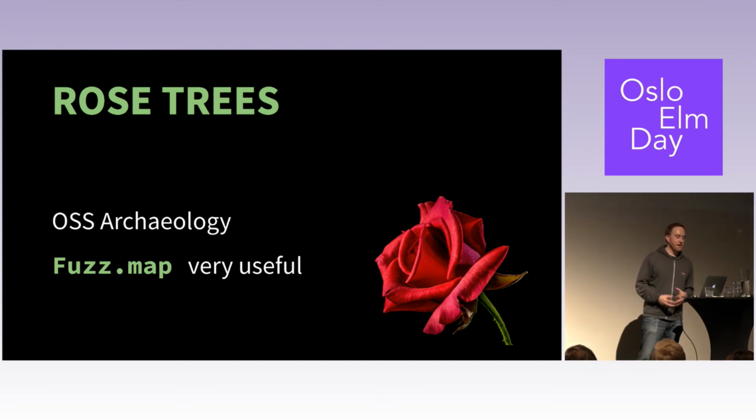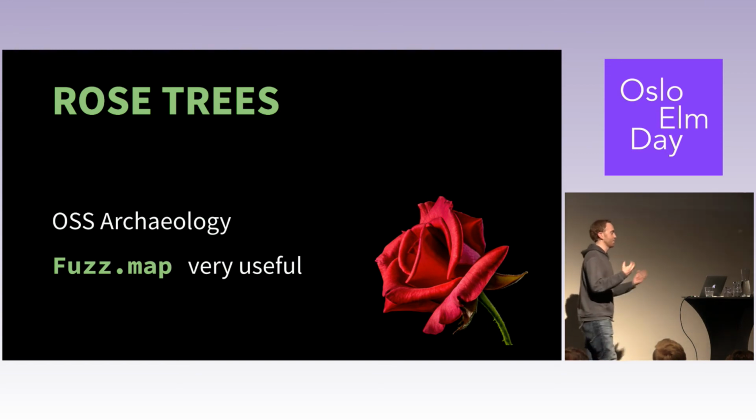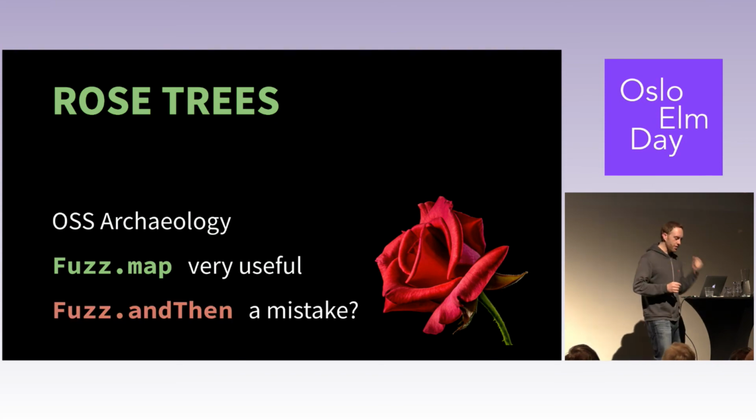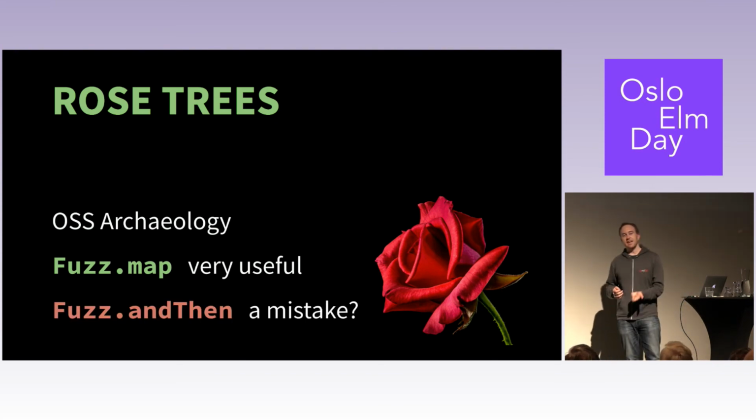So then basically Max implemented this. How many different ways can I substitute Max for other words? And fuzz.map proved very, very useful. Fuzz.andThen proved useful in theory, but it may have actually been a mistake, as we later learned.